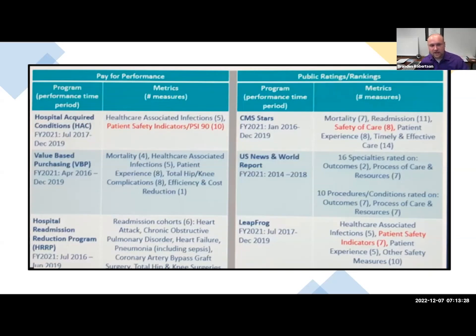Now, obviously, this slide is a little old, looking at 2019 there, but you'll understand that each one of these, although publicly reported somewhat within the same year, looks back over different periods of time. So when you're improving quality and improving what you're doing, you may not see that on a publicly reported platform or any type of comparison data for maybe a year, maybe longer, maybe two years in some cases. So understanding some of that is really helpful.